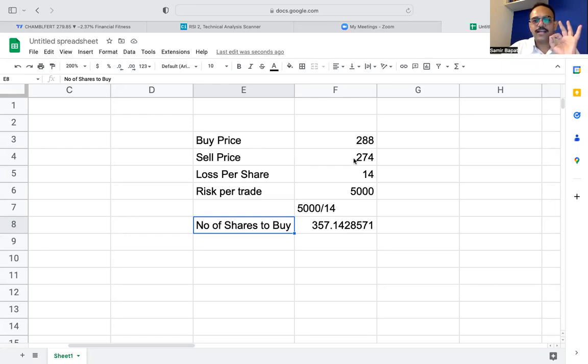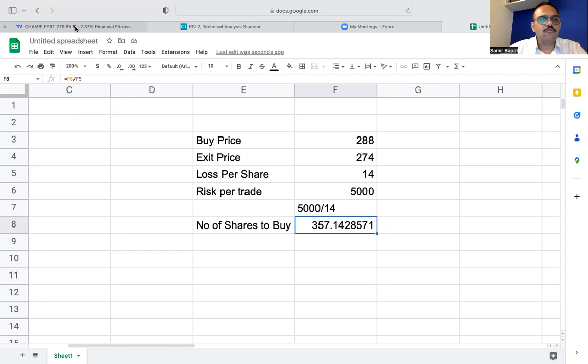So my entry is 288, my exit price is 274. I'm ready to take a 14 rupees loss per share. Risk per trade, I'm taking a risk of 5,000 rupees. So 5,000 divided by 14 comes to 357 shares. Everyone okay? Everyone got this calculation? Yes? Great. You have to follow this. This is the magic of being in the stock market. You have to use this consistently.